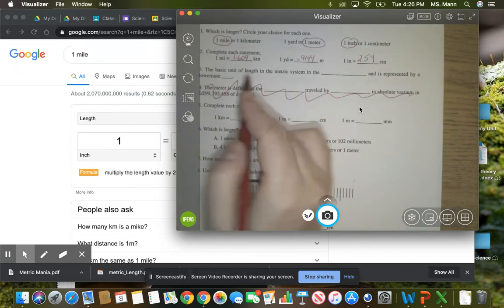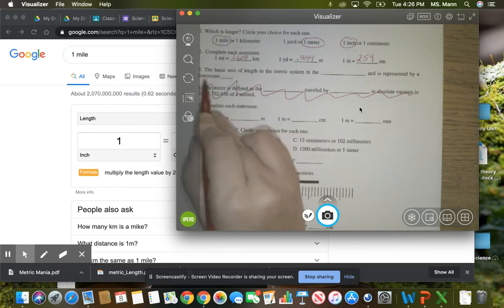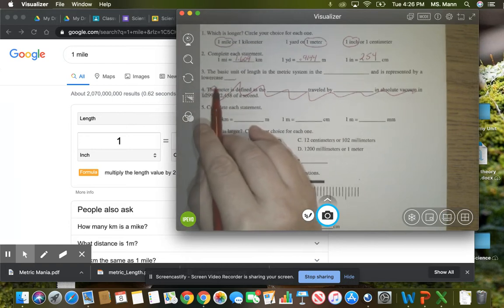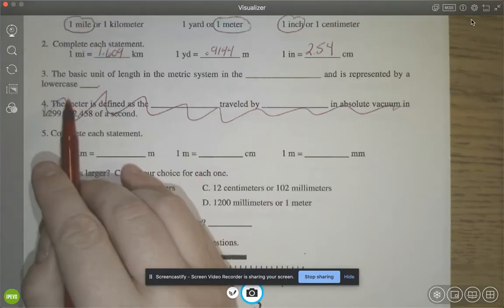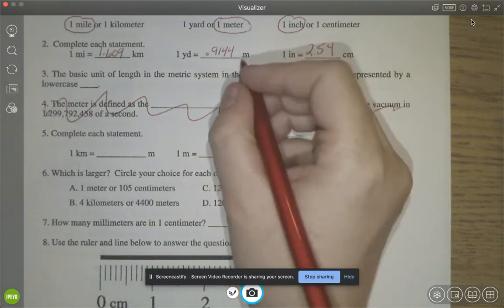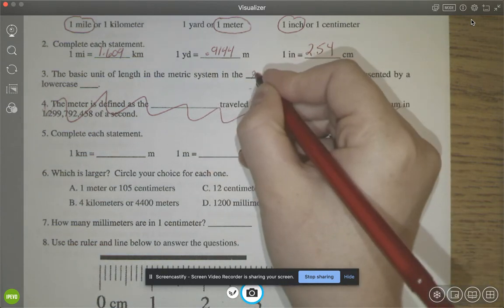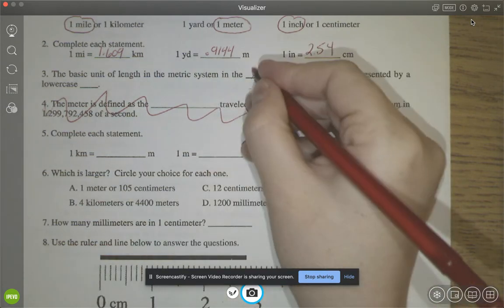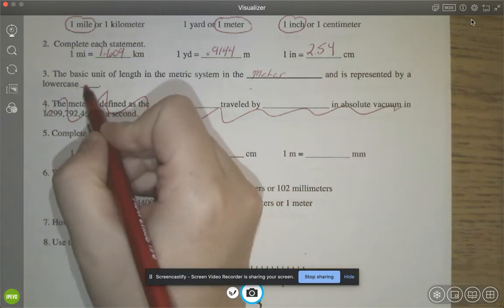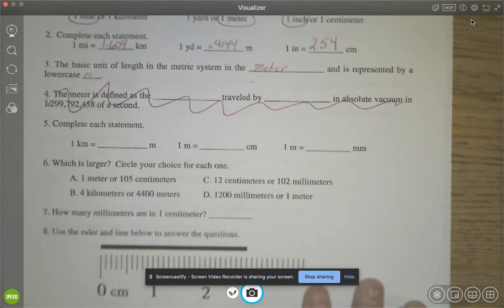All right, so we're on number 3 now. We completed number 2, we completed number 1. So let's go back to number 3. The basic unit of length in the metric system is the meter, in lowercase m.